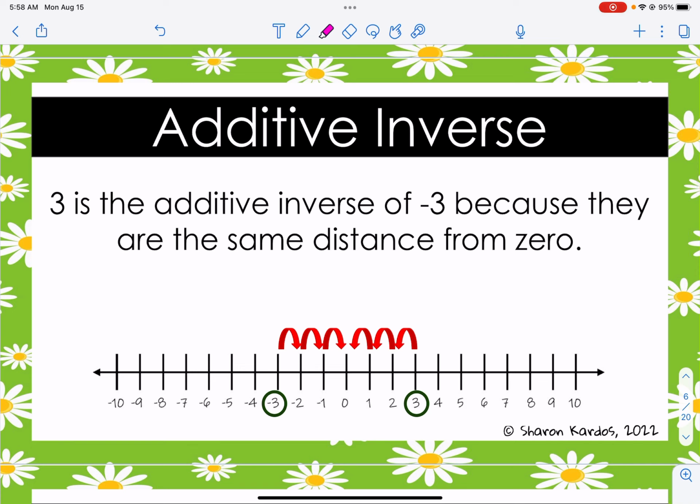Here's our example for today. 3 is the additive inverse of negative 3 because they are both the same distance from 0. So if I'm on negative 3, it's 3 hops from 0. And if I'm on positive 3, it's also 3 hops from 0. So if I were to add negative 3 and 3 together, I would get 0. If I were to add 3 and negative 3, I'm going to get 0.